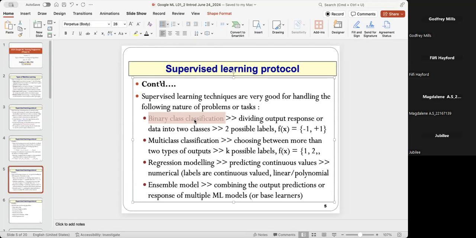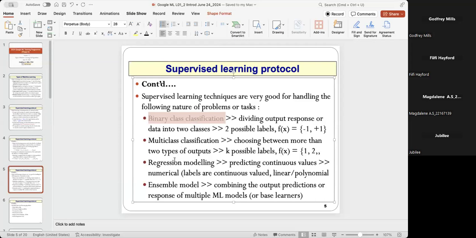When you want to divide into two categories, we want to classify students by gender, male or female, just two distinct classes. So we have what we call binary class classification. And classification is putting into categories. That's what it means. Binary means two classes.